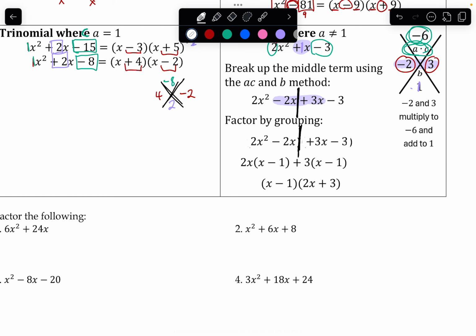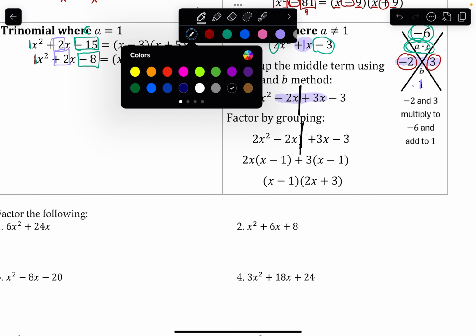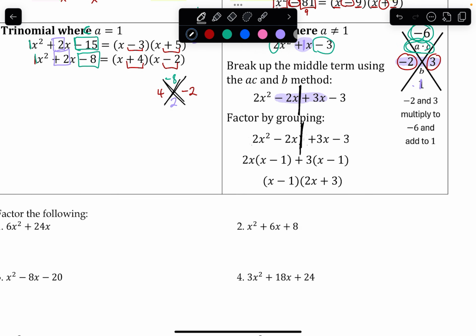Okay, and so you're just looking at two terms at a time. That's what we're trying to show you. And so once you look at two terms at a time, you are looking for a GCF from each one. So in this case, a GCF would be 2 and an x. And so the 2x goes here, and then we divide. 2x squared divided by 2x is x. 2x divided by 2x would be 1 with the negative sign.